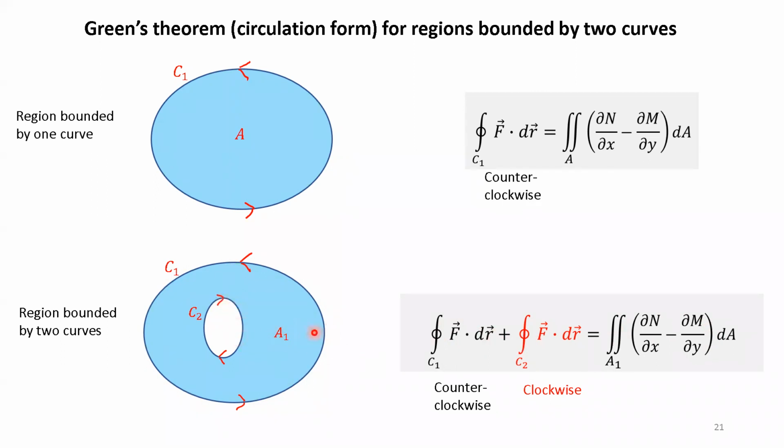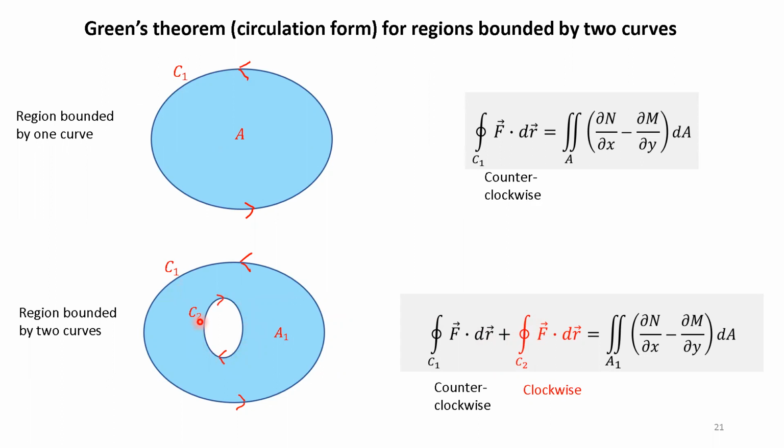But when we do the line integral over the inner boundary, we do it clockwise. By convention, we always do the line integral over a closed loop counterclockwise. But in this case, Green's theorem becomes this: the sum of two line integrals. The outer boundary, do it the usual way, counterclockwise, but the inner boundary, do it clockwise.